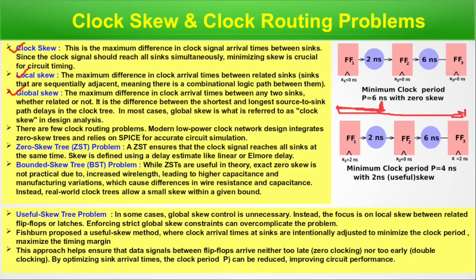There are a few clock routing problems, like modern low power clock network design, which integrates zero skew trees and relies on SPICE for accurate circuit simulation. Zero skew tree, ZST problem. A ZST ensures that the clock signal reaches all sinks at the same time.